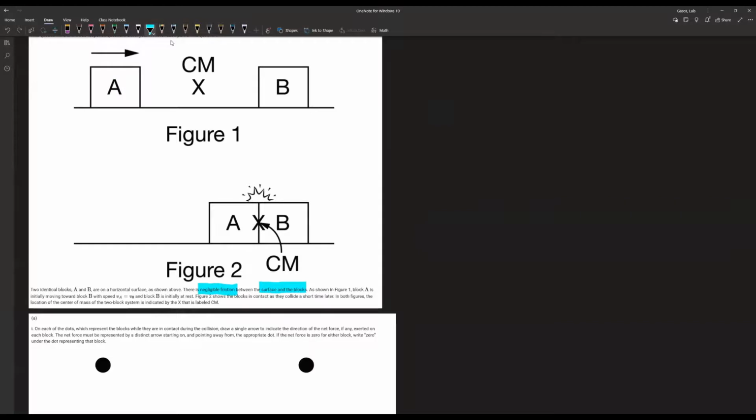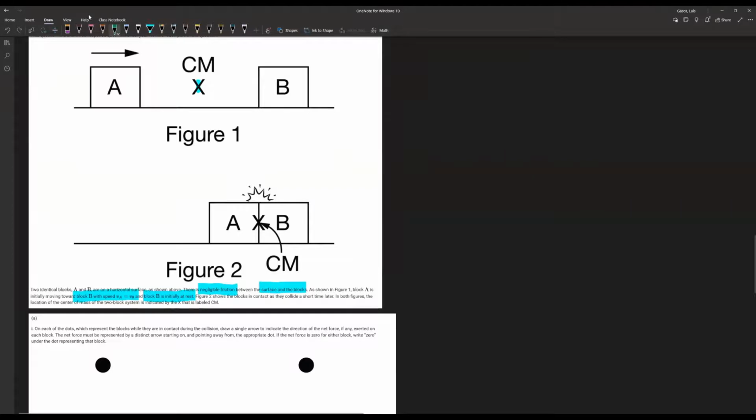As shown in Figure 1, block A is initially moving toward block B with velocity vA. I saw that as a B for some reason. Block B is initially at rest. Figure 2 shows the blocks in contact as they collide a short time later. In both figures, the location of the center of mass of the two-block system is indicated by X, labeled CM. So here's the center of mass.